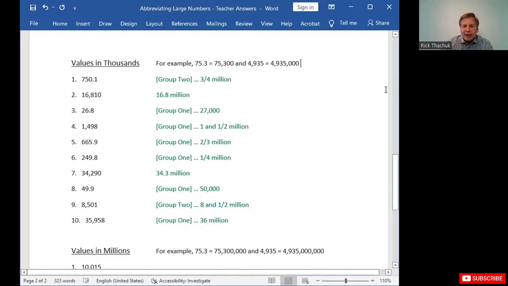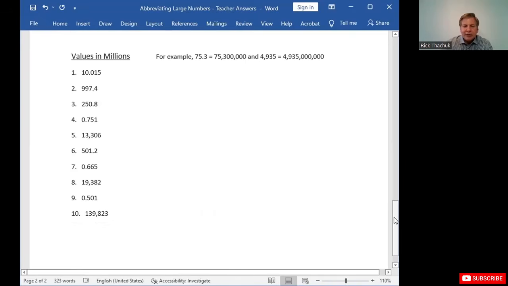All right, that was value in thousands. Let's do the same thing now, but here we have values in millions. So this number here is 75.3 million. Take the decimal 6 places to the right, becomes 75,300,000. And this number, 4,935 million, take the decimal 6 places to the right, becomes 4,935,000,000 in expanded format.